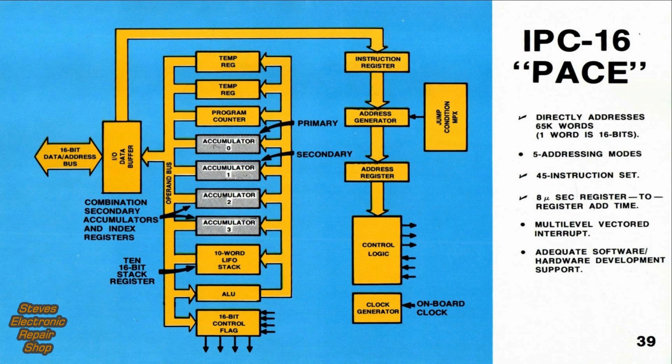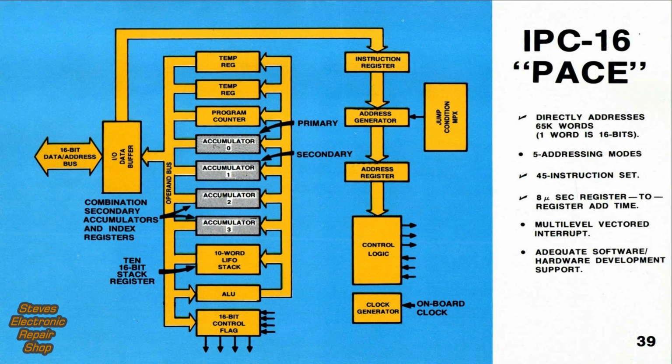The IPC-16 shown here is referred to as the PACE, an acronym for Processing and Control Element. As shown by the shaded blocks, the PACE has 4 16-bit accumulators. Accumulator 0 is thought of as the primary accumulator, and accumulator 1 as the secondary. Accumulators 2 and 3 are used as secondary accumulators and index registers. As shown at the bottom left, an on-chip stack is provided that's 16 bits wide and 10 words deep.